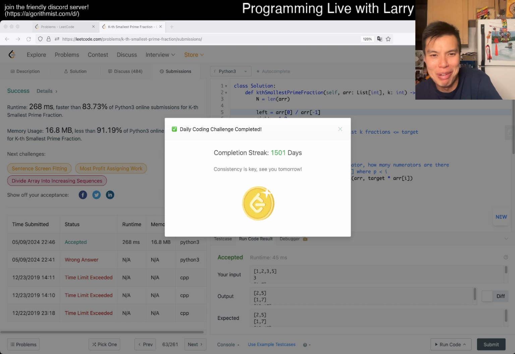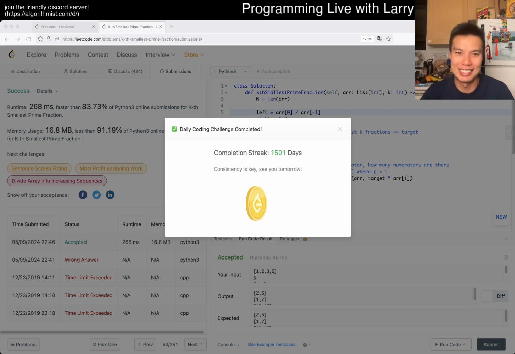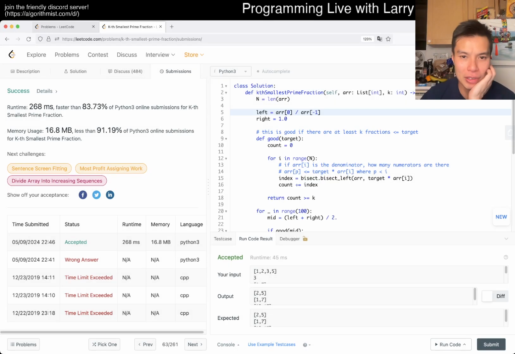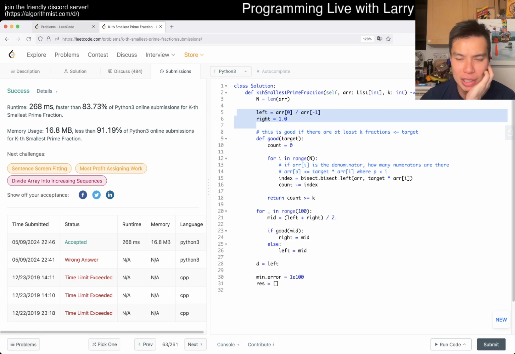1501. I forgot to post about it yesterday for 1500. Maybe I'll post it today. Let me take a screenshot. I just forgot to check my bounds. I just did it very quickly and didn't think about it.